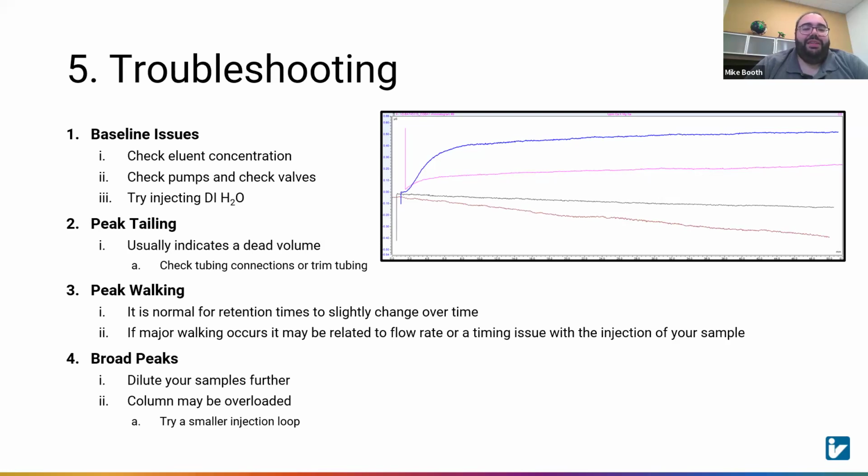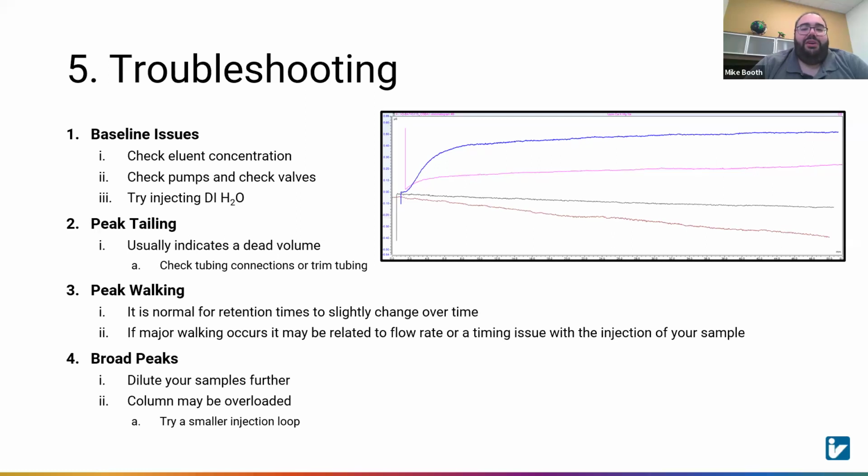To troubleshoot this, I would start off with checking the eluent concentration. Check the pumps and the check valves. The check valves are near the pump heads, and they're mainly there to prevent backflush or backflow of eluent, so it shouldn't go backwards through the system. So you can check those. Check valves need to be changed out occasionally.